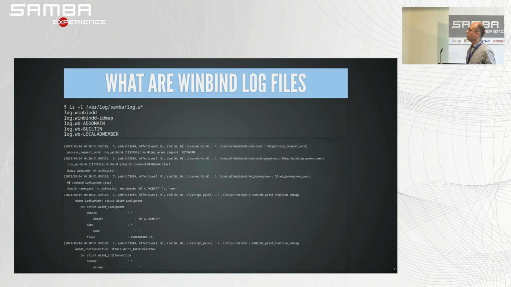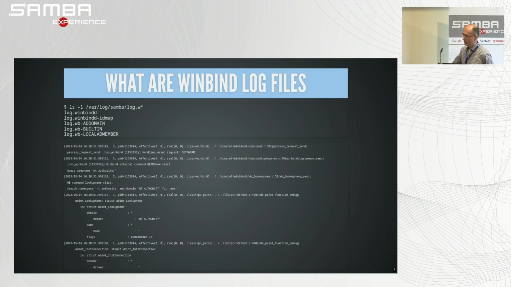So what are winbind log files? I assume everyone knows, but just to start with. In the /var/log/samba directory, we can find all Samba logs, and winbind related, there are a few of them. The first one is for the main winbind process, which delegates asynchronous requests to all the children. Each of the children communicates with the domain.